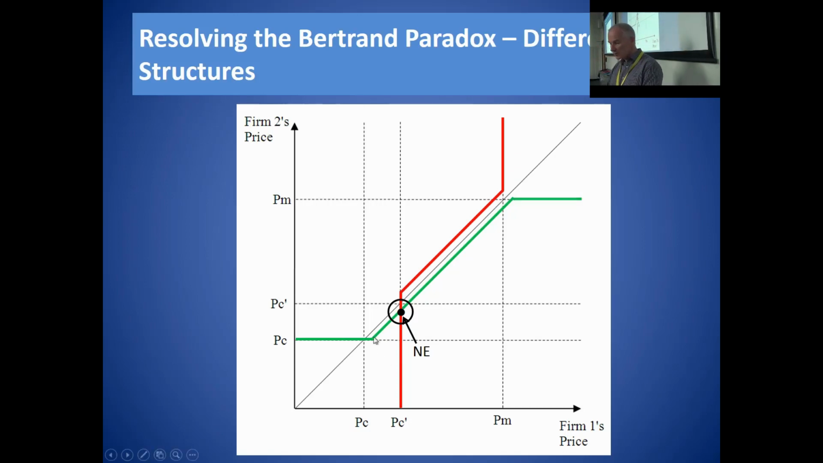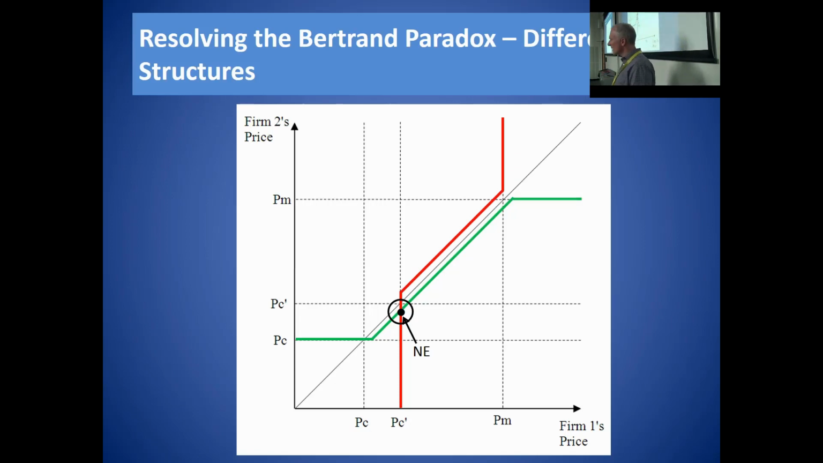And this one is where firm 1 charges a price of what? Firm 1, the red line, charges a price of PC. Firm 1, get that right please. Firm 1 charges a price of PC, there we go, that's firm 1's price. Firm 2 charges a price of just less than PC prime. So that's our Nash equilibrium outcome.